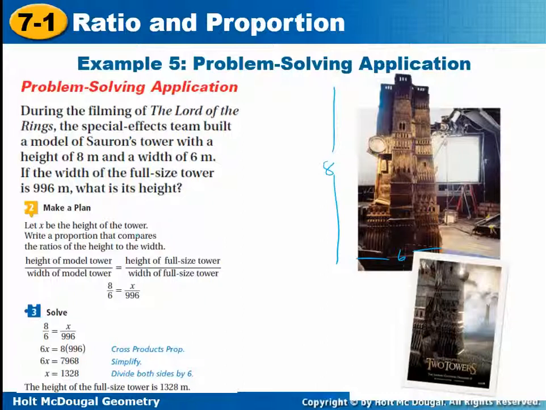So we're going to set up a proportion here. The height of the model tower over the width of the model tower is equal to the height of the full-size tower over the width of the full-size tower. Then we plug in our numbers: 8 over 6 equals x, that's the unknown, the height of the actual tower, over 996. So we just have to solve this proportion using the cross products property. I would have written 8 times 996 equals 6x, but it doesn't matter. You end up doing the same thing either way, and you get that x equals 1,328, which is the height of the full-size tower.